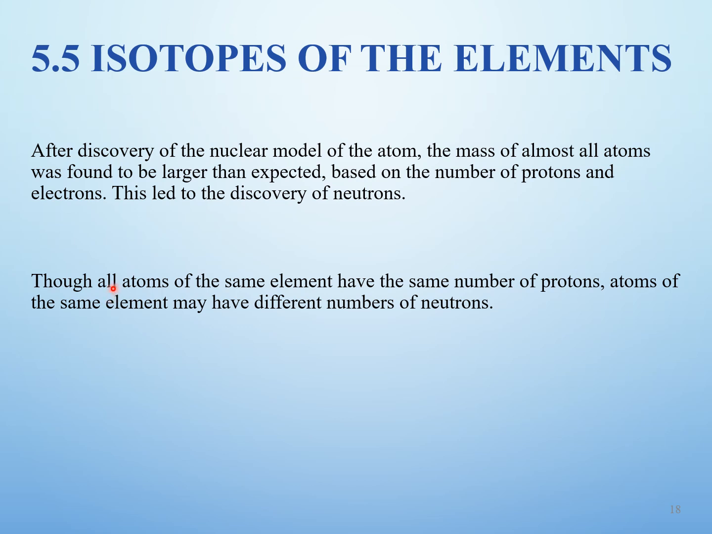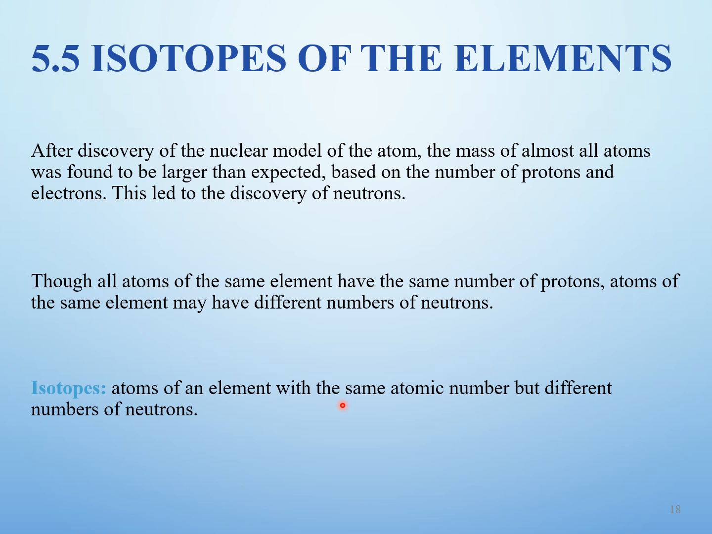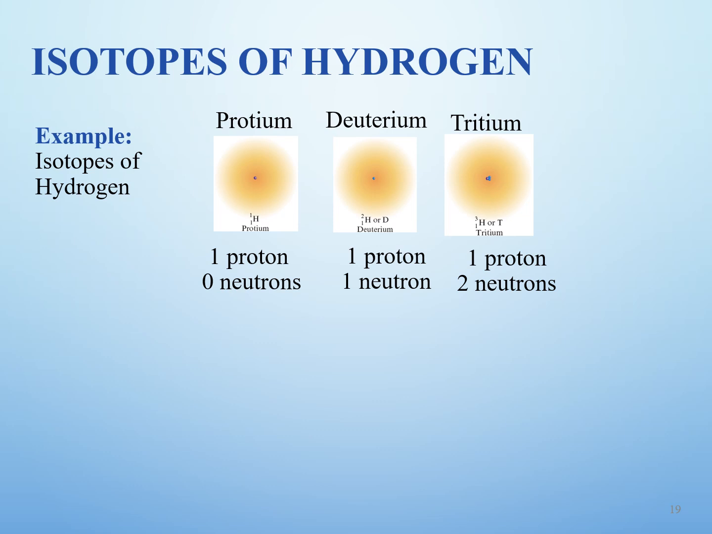So even though atoms of the same elements have the same protons, remember if it's a different proton, it's a different element altogether, the atoms of the same element can actually have different numbers of neutrons. Okay, so they have different neutrons but the same protons. That makes them isotopes. So that means they have the same atomic number, because atomic number means number of protons, but different number of neutrons. And later on we'll talk about how neutrons plus the number of protons gives you a mass number. So for example, we have hydrogen.